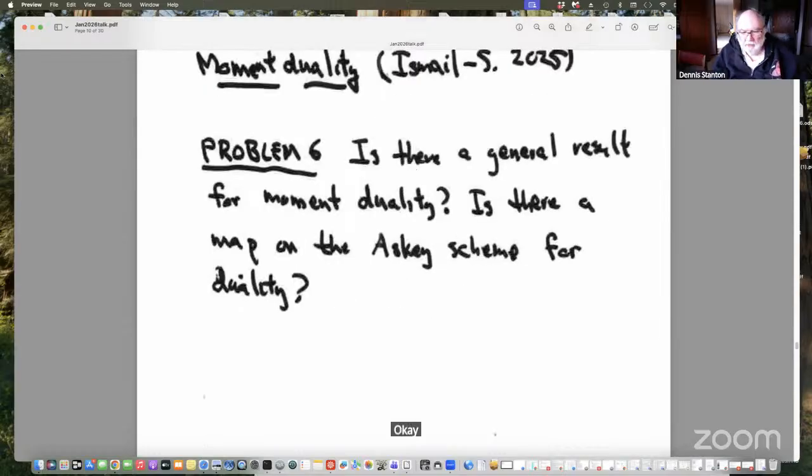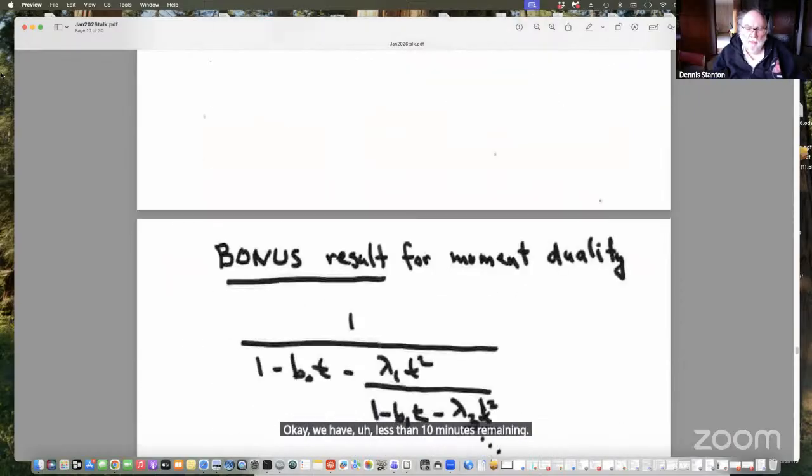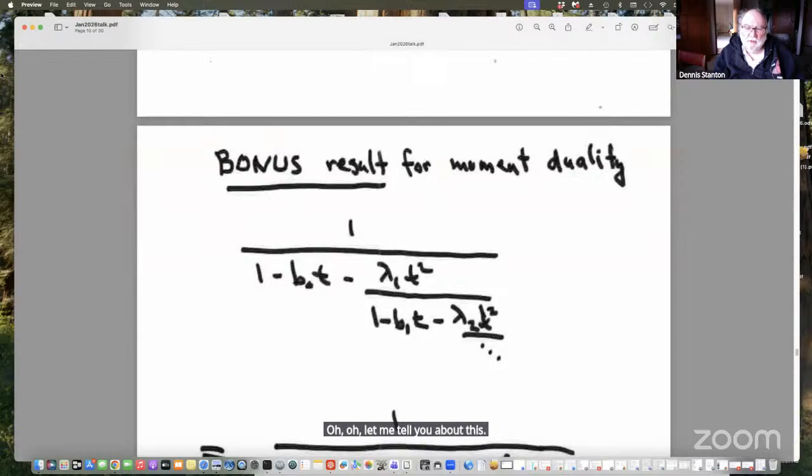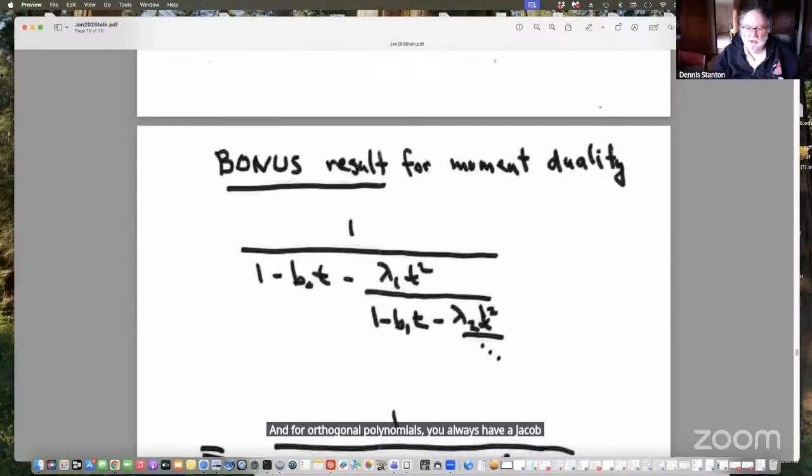Okay, we have less than 10 minutes remaining. Oh, let me tell you about this. Bonus result. This is really neat. If two sets of moments are the same, then their moment generating functions are the same. And for orthogonal polynomials, you always have a Jacobi continued fraction for the moment generating function in terms of the 3-term recurrence coefficients. So here's the Jacobi continued fraction.